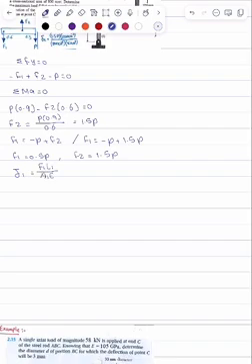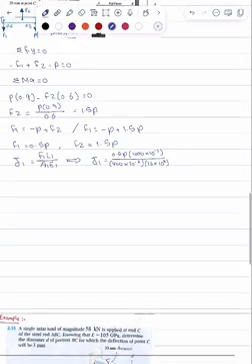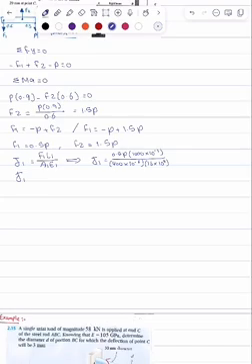Now delta 1 equals F1 L1 over A1 E1, equal 0.5 P times 1000 times 10 power minus 3 over 400 times 10 power minus 6 times 16 times 10 power 9. The final answer is 7.8125 times 10 power minus 8 P.